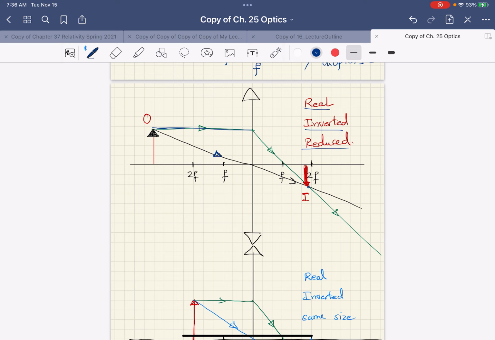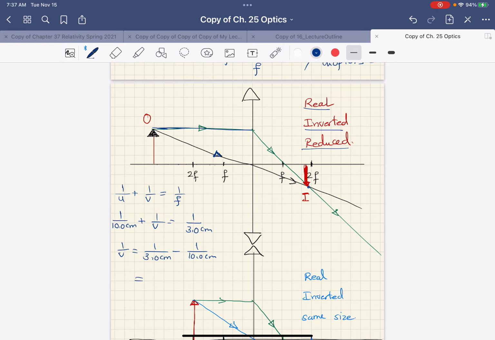I can also very easily apply the rule here: 1 over U plus 1 over V equals 1 over F. And for me here, I have 1, 2, 3, 4, 5, 6, 7, 8, 9, 10. Then for U, it is 1 over 10 centimeters, and I want to find V, and the focal length is 3. Then 1 over V equals 1 over 3 centimeters minus 1 over 10 centimeters.